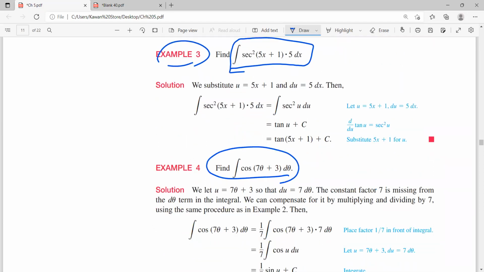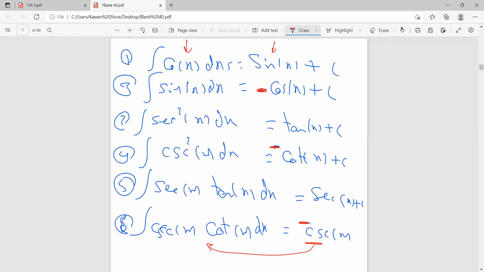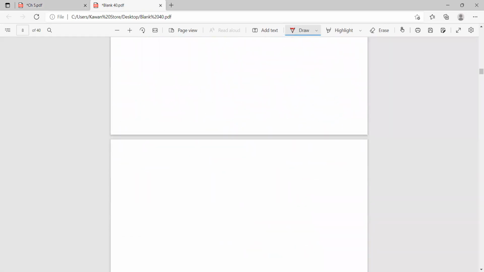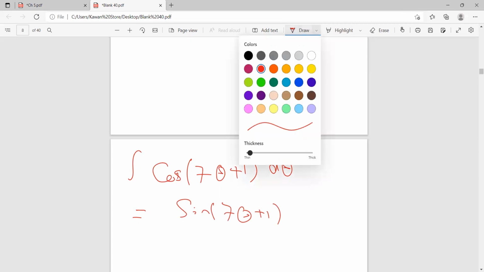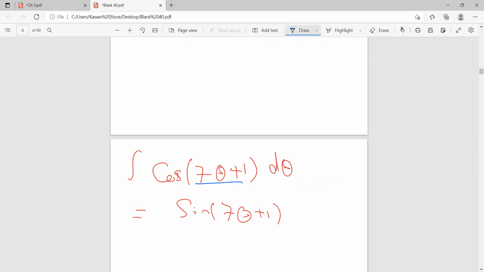So how do we solve that one? It's easier for you now, I think. Now you have an idea how to solve. We have the integral of cosine of 7 theta plus 1 d theta. So I know the integral of cosine is sine, which is equal to sine of 7 theta plus 1. But here's a problem. We need the derivative of the angle. The derivative of the angle is equal to 7. So we need 1 over 7. That's why you can solve it.